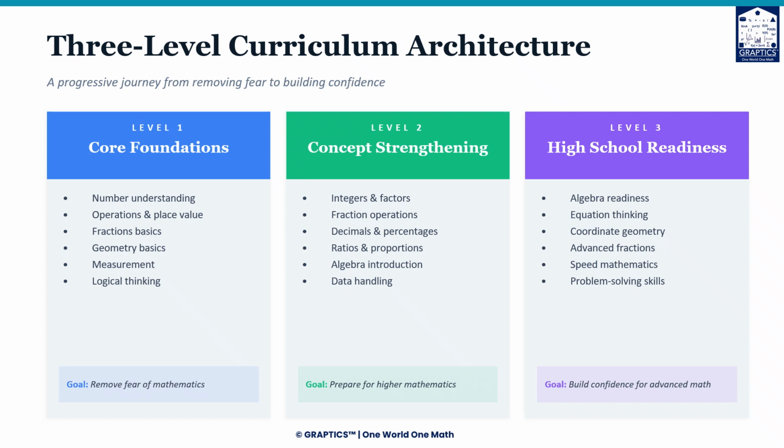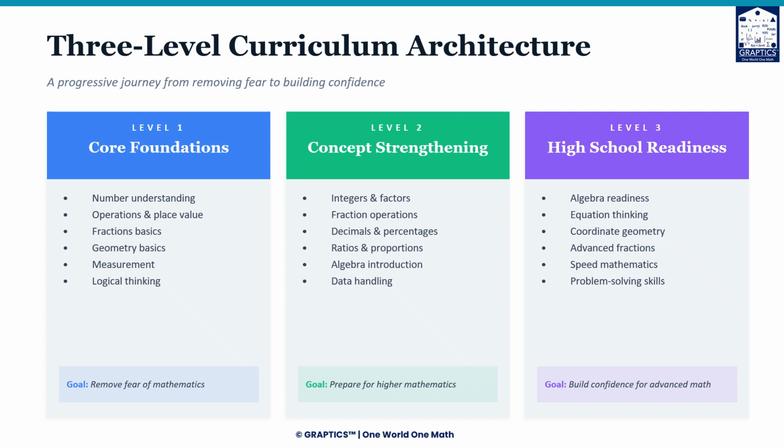Now let us look at level 2, Concept Strengthening. In this level, we will learn integers, fractions, decimals, percentages, and ratios. You will also begin learning the basics of algebra. This level helps connect your basic ideas with the types of problems you see in your current textbooks.